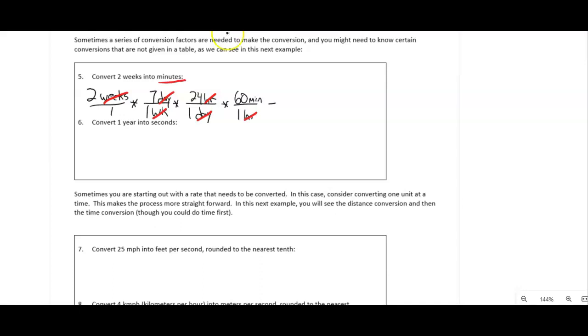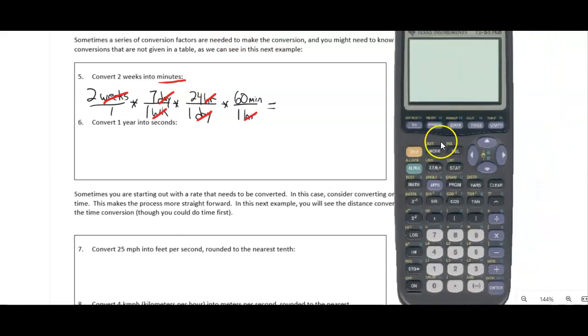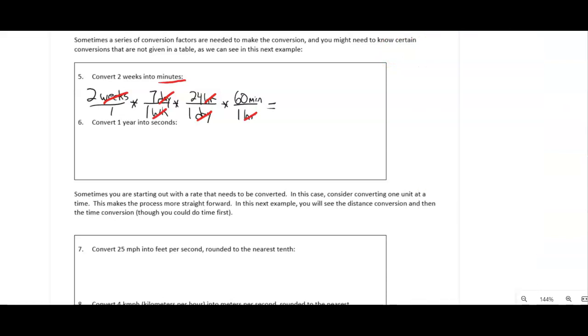All that's left now is to work on our calculator. So I have a calculator that I can show the keystrokes. So we have 2. Everything's on top, so this will all be multiply. Multiply by 7, multiply by 24, and multiply by 60. And we get 20,160. So that is 20,160, and the units minutes.